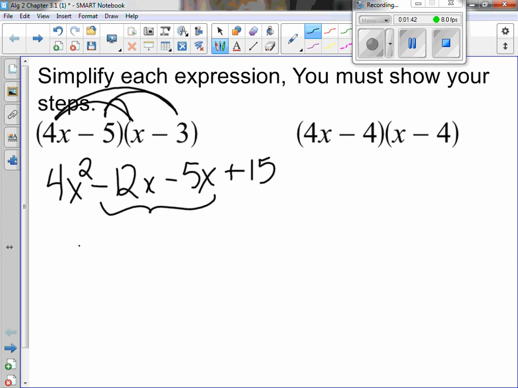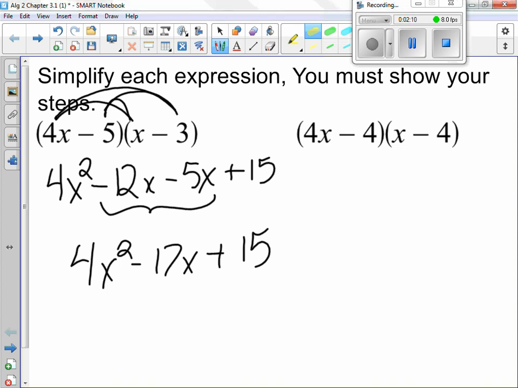We have to combine like terms. Negative 12x minus 5x is negative 17x plus 15. Since it's x and x, we can combine negative 12x and negative 5x because they are like terms. No, I did it wrong.